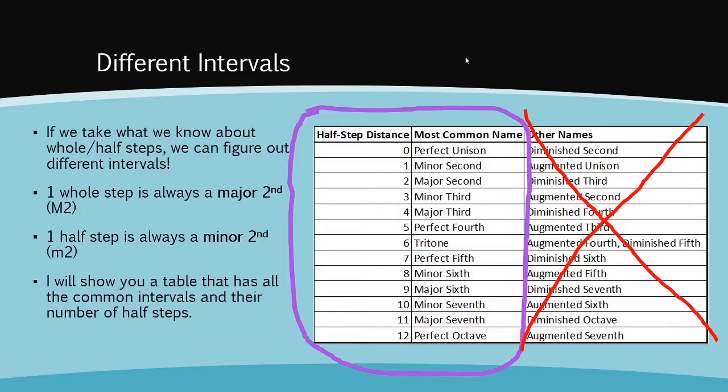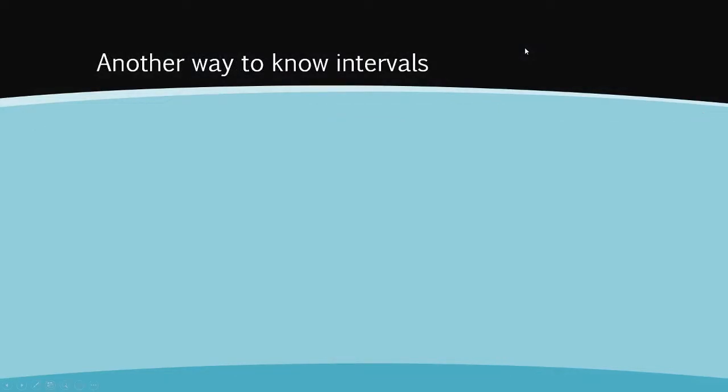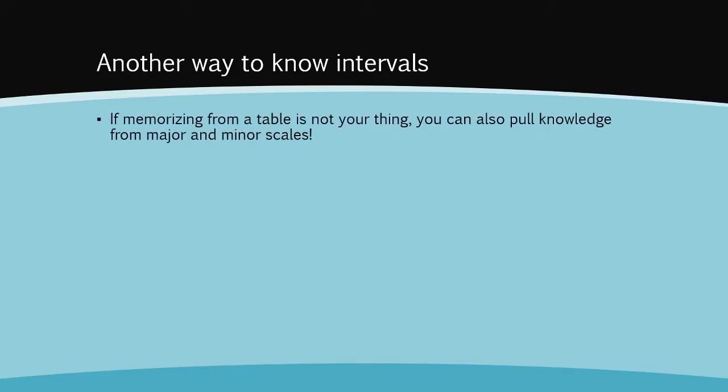Now, if you don't like memorizing, and I don't like memorizing, there's another way to determine the intervals. If memorizing from a table is not your thing, you can also pull knowledge from major and minor scales. Even if you don't know theory that well, you should still know the difference between major and minor scales. If it sounds happy or bright, then it's major. If it sounds a little bit sad, then I would consider that minor, right? If you can pull from those two scales, I think that would actually help a lot.